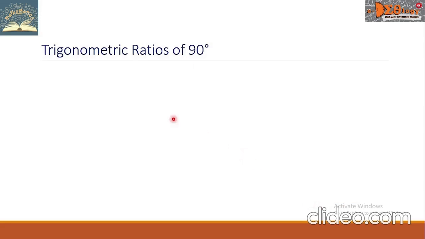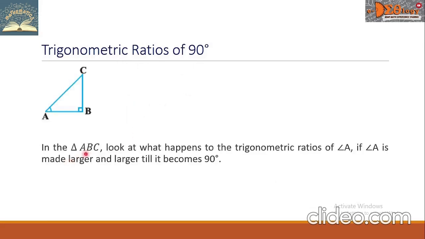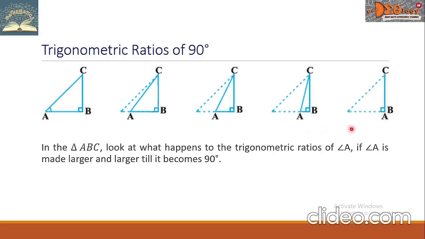Now let's have trigonometric ratios of 90 degrees. Let's have this triangle. In the triangle ABC here, look at what happens to the trigonometric ratios of angle A. If angle A is made larger and larger till it becomes 90 degrees, the figure becomes like this. This is now our final figure.